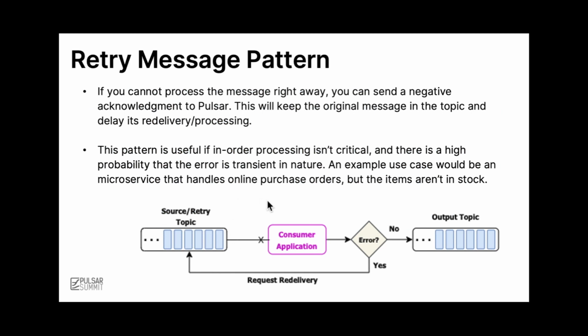Now, the most simplistic way of doing a message retry in Pulsar is obviously nacking. So the source and the retry topic are conceptually one and the same, and that's what it does, right? If you can't process it right away, something's going on, you send a nack back, and this lets Pulsar say, hey, I'm going to send it back after a certain amount of time, sends it back in the queue, right? So it's useful when in-order processing isn't critical, but there's a high probability that the error is transient in nature.